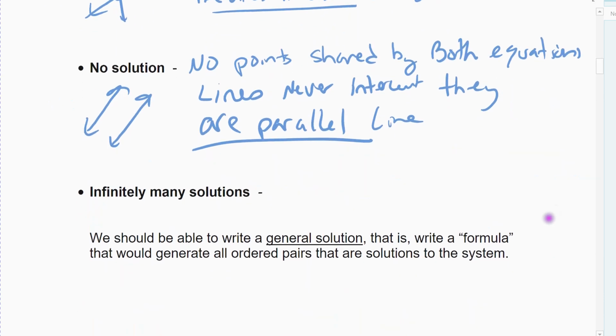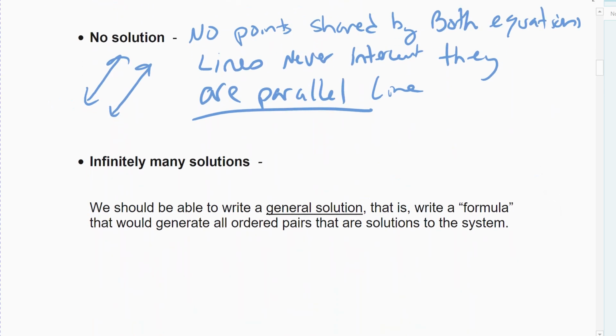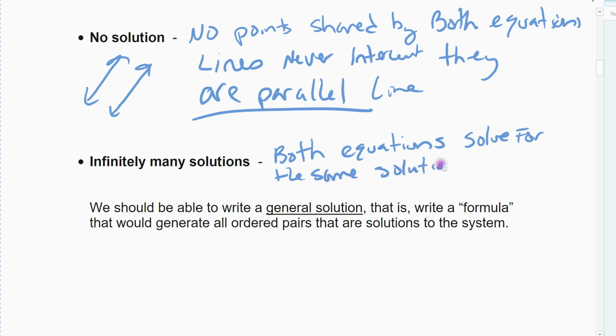Then there's the last case, and the last case is just hardest for students to wrap their head around. The last special case is the infinitely many case. Basically, you start with two different equations, but they solve for the same solution set, which is infinite, right? All lines have infinitely many solutions. So if both lines have the same solution set, they share the infinitely many points.